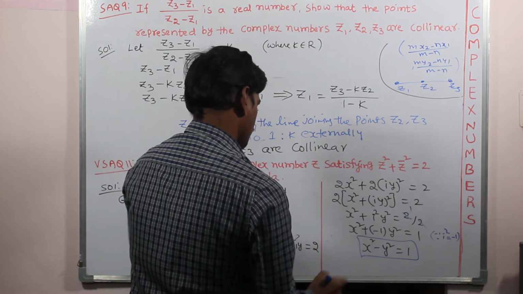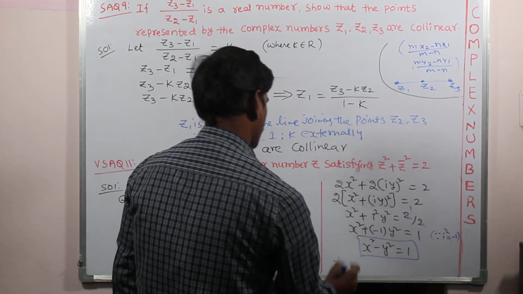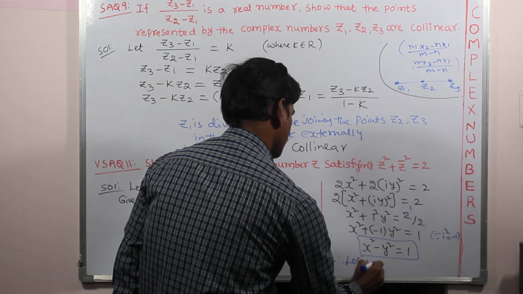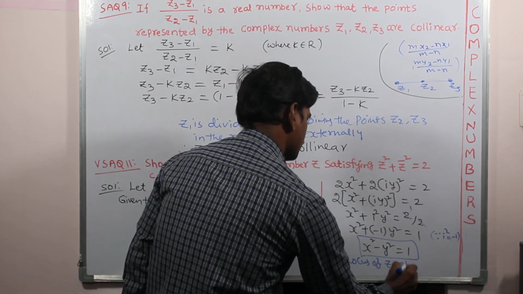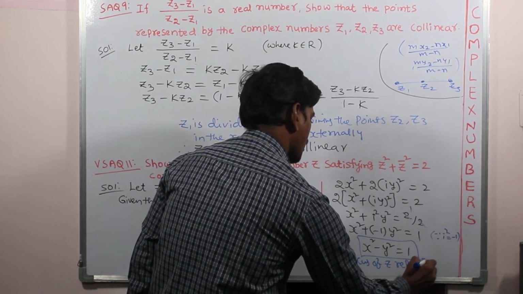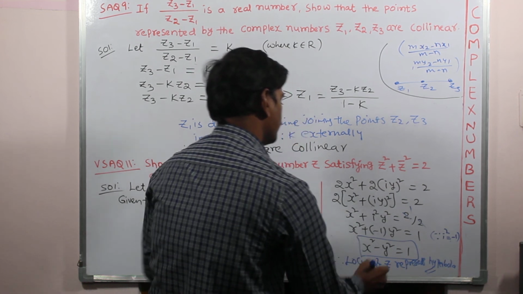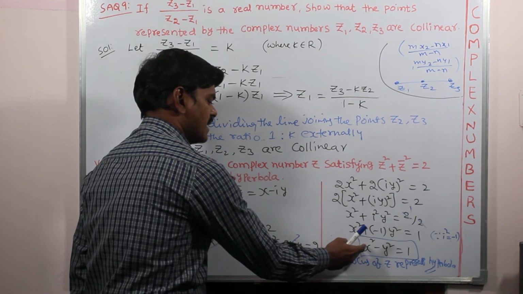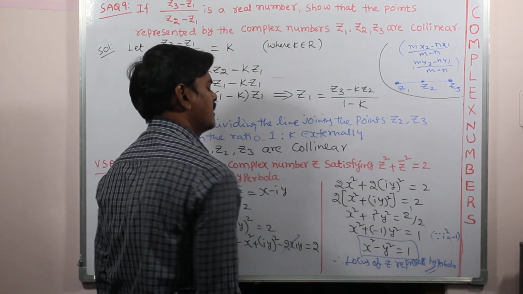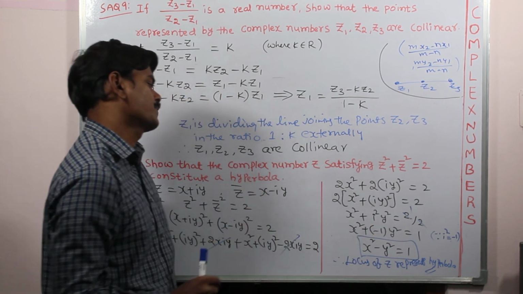So therefore the locus of z represents a hyperbola. That's what we required to prove. So do remember, x square minus y square equal to a square represents a hyperbola. Okay, right.